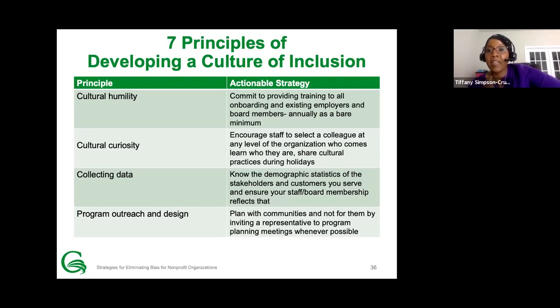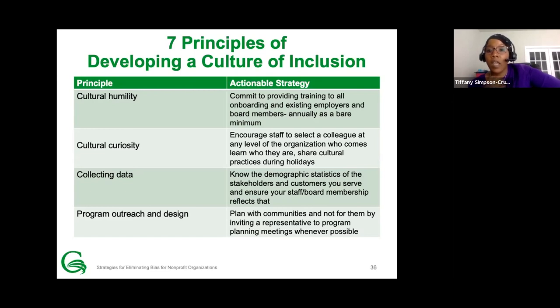Cultural humility: making training at onboarding and at least annually for your employees and board members a bare minimum. Don't just stop at your staff, because depending on how involved your board is, they also shape the culture of your organization. So the board needs to be trained as well as a part of their onboarding.